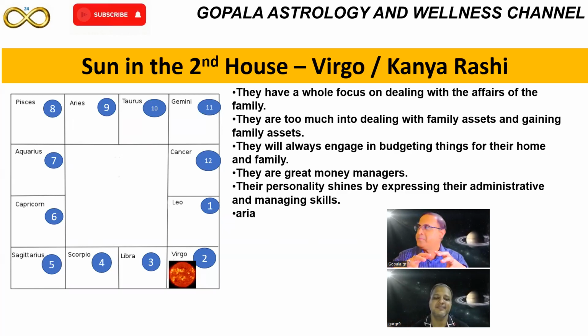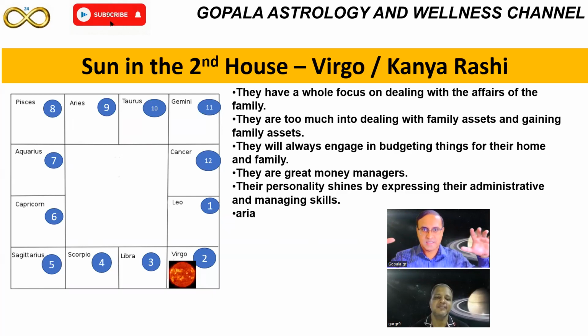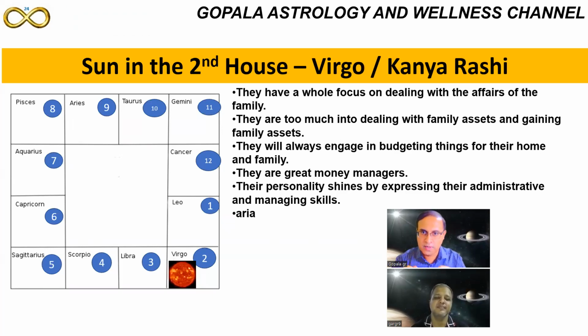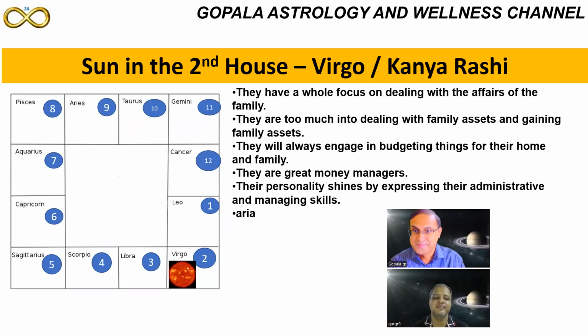So what happens with this type of combination is that Leo is a very focused personality on dais, on stages, and this guy goes into Virgo, detailed, minute details. So whatever details there are in the world, he is going to expose them. That's what I can expect.